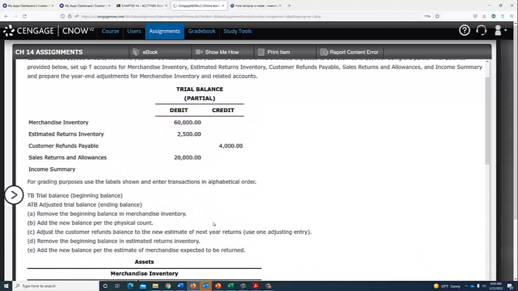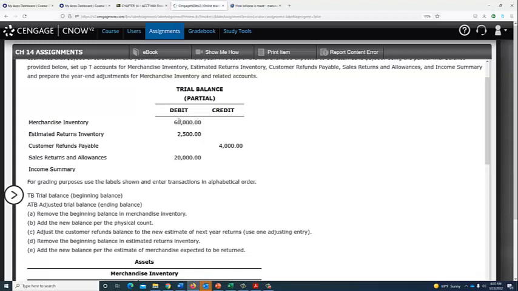So now we can begin our adjustments. On A, it says remove the beginning balance in merchandise inventory. So if we look at our trial balance, we have $60,000 sitting in the debit position. Merchandise inventory has had that $60,000 balance since the beginning of last year. So this is our old balance. It's the incorrect one, and we need to remove it.